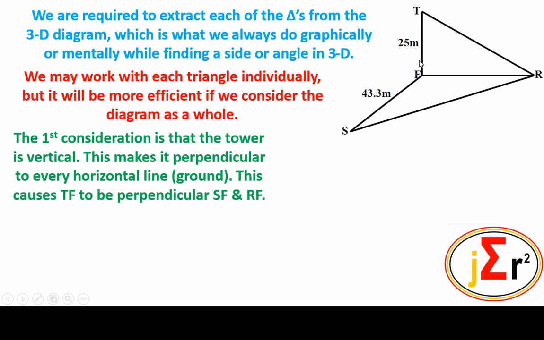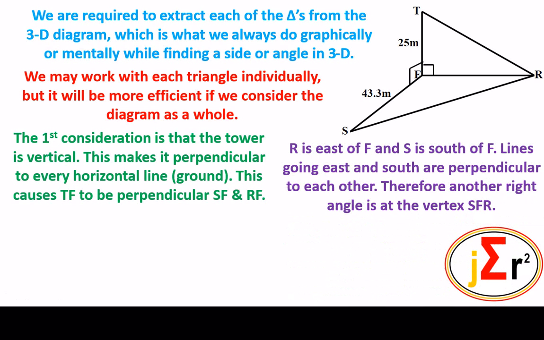Because it is vertical, it is therefore perpendicular to every line that is on horizontal ground. RF, or we may say FR, is on horizontal ground and FS is on horizontal ground. The tower is therefore perpendicular to both of those lines, and we will show that it is perpendicular to FR and it is perpendicular to FS.